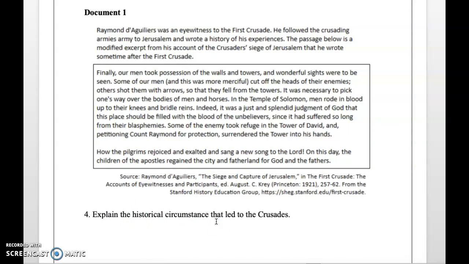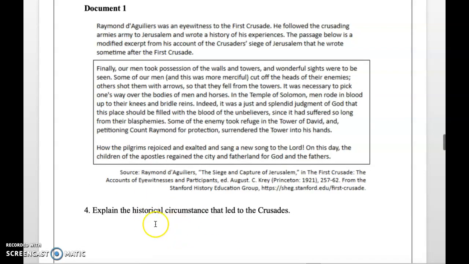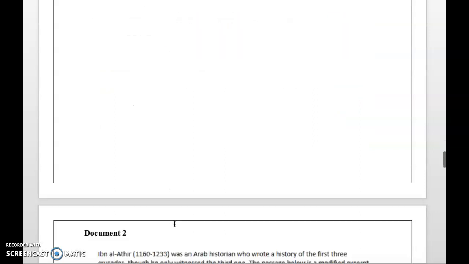Okay, so you can talk about how Christians really thought that they had a right to the Holy Land. Okay, you can also talk about how Muslims up until this point were the ones that maybe had control of the Holy Land, but you need to make sure that you have background information so that you can give me a well thought out answer on what type of events led up to the Crusades. All right.